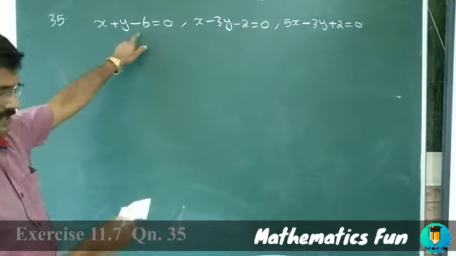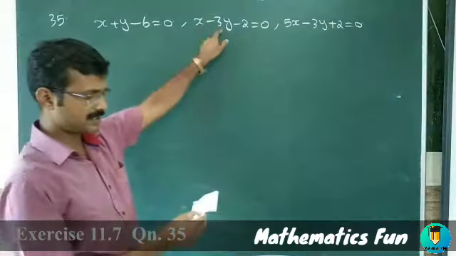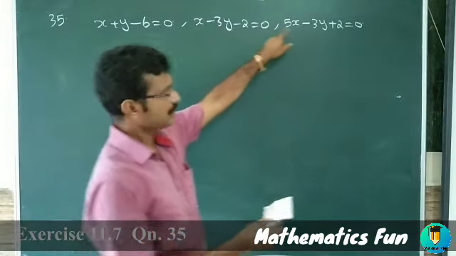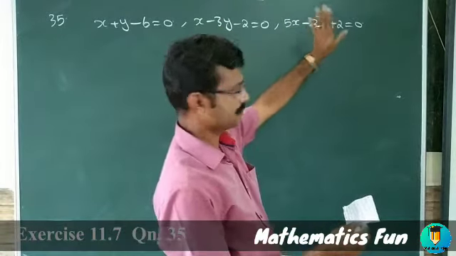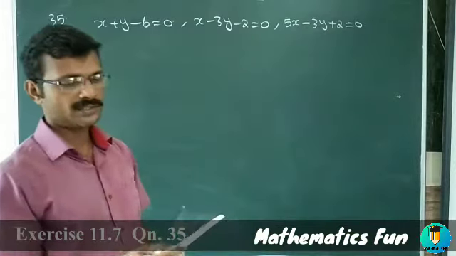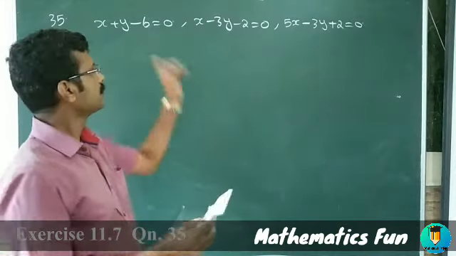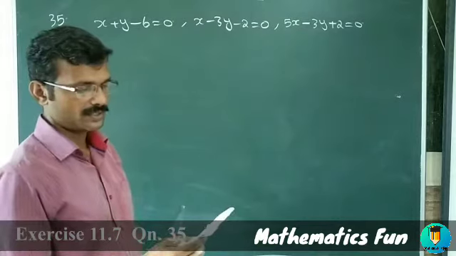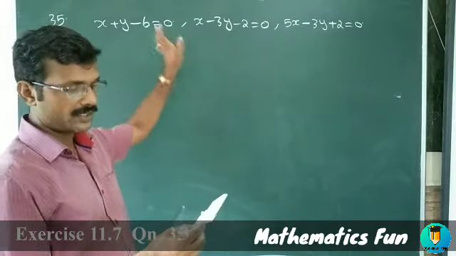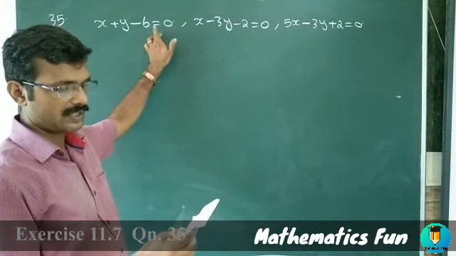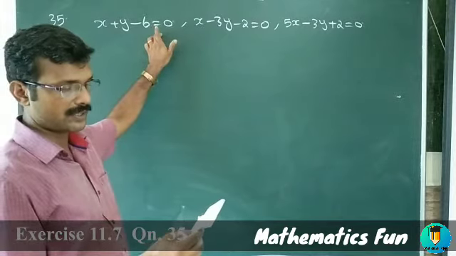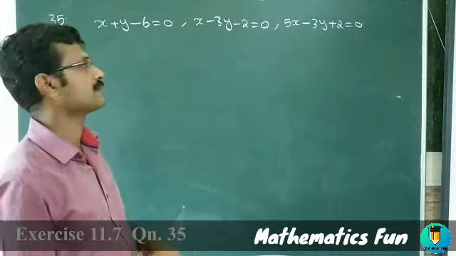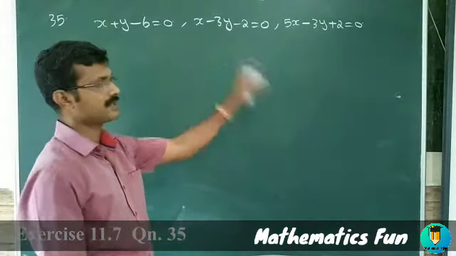x plus y minus 6 is equal to 0, x minus 3y minus 2 is equal to 0, 5x minus 3y plus 2 is equal to 0. We are given the sides of the triangle formed by these lines. We have to find out the area of the triangle and then also find the coordinates of the centroid of the triangle. Area and centroid we need.